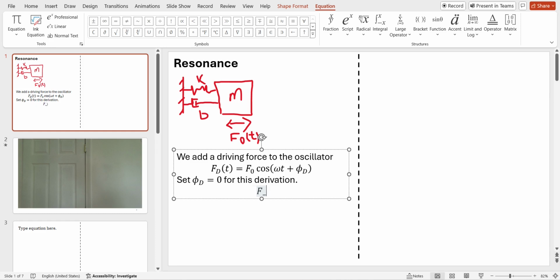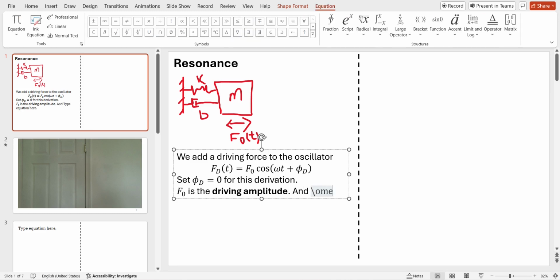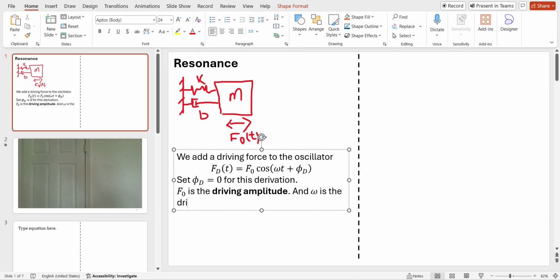F naught is the driving amplitude, and omega is the driving frequency. Okay, so these are both given, just like K and B would be given. And what we're going to be interested in is how this system responds to having different driving amplitudes.